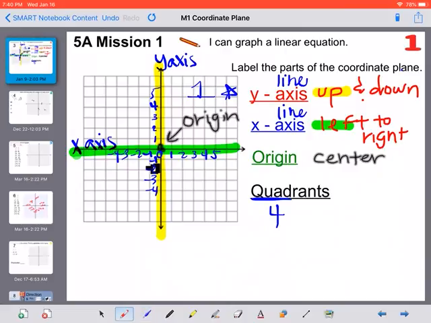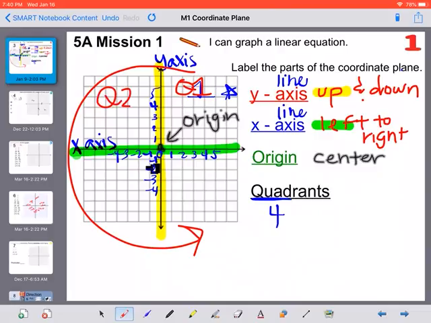So where everything's positive, we call that quadrant 1. You can put Q1 there. And then we work our way around the circle backwards from a clock. We call this counterclockwise. So this quadrant over here is quadrant 2. Continuing around where everything is negative, we have quadrant 3. And then back here we have quadrant 4. Those are our four different sections of the graph.